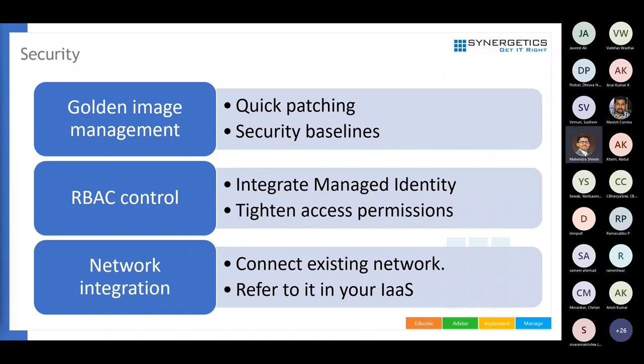Network integration, either create it into a new network or just connect to an existing network. Both the approaches are there. You can either go with a new network for your virtual machines or you can just put them in an existing network if required. And you can then refer to it from your other infrastructure services deployment. Like you might have some other set of virtual machine scale sets, networks, etc. You can connect and integrate it there with other infrastructure services.